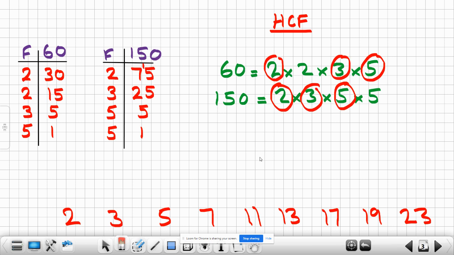We found everything they've got in common, and that is 2 times 3 times 5. 2 times 3 is 6. 6 times 5 is 30. So they have a highest common factor of 30.